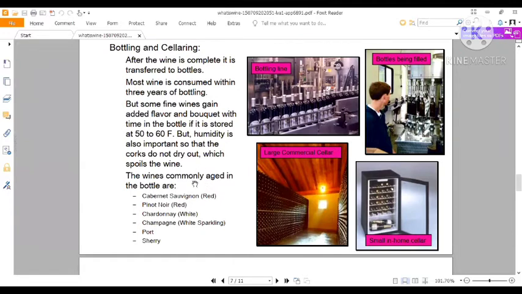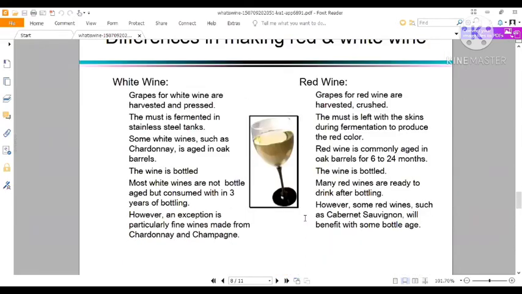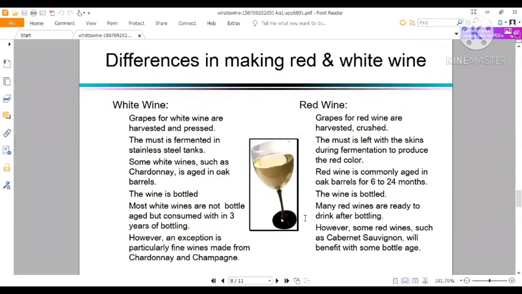All right, the wines commonly aged in the bottle are Cabernet Sauvignon, Pinot Noir, Chardonnay, Champagne, and Port. These are examples of such wines. Okay, now this is again an important point, differences in making red and white wines.